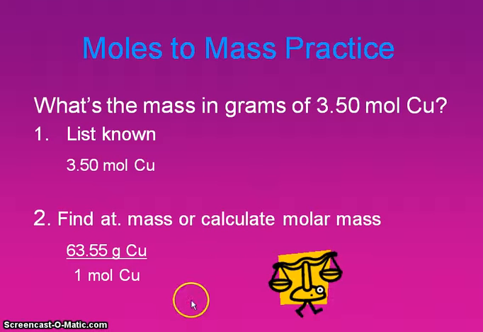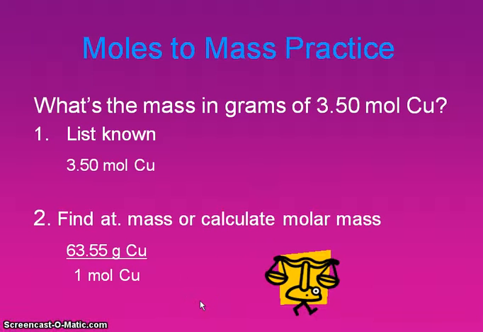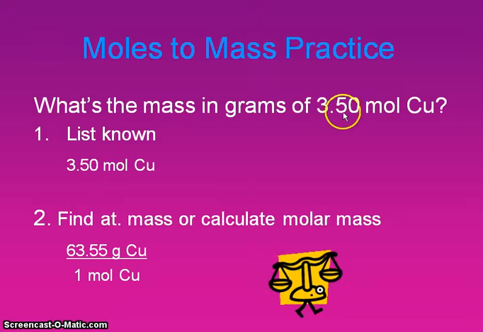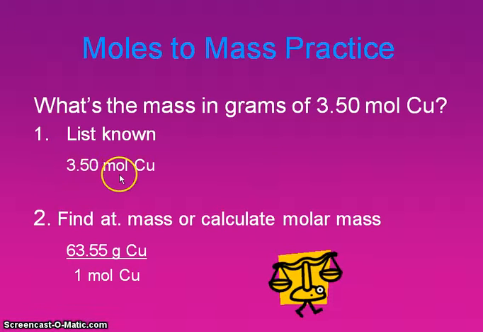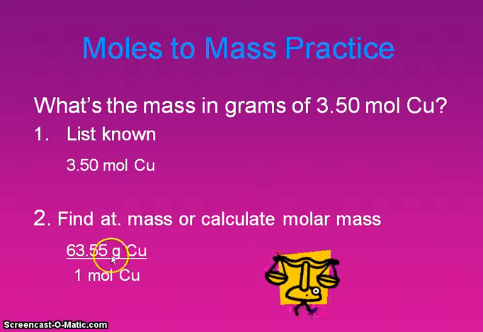Here's a sample of a problem like this that you would see in your book. It says, what's the mass in grams of 3.5 moles of copper? So what we know is the 3.5 moles of copper, and if we look on the periodic table, we can also find its atomic mass, which is 63.55 grams in every 1 mole.